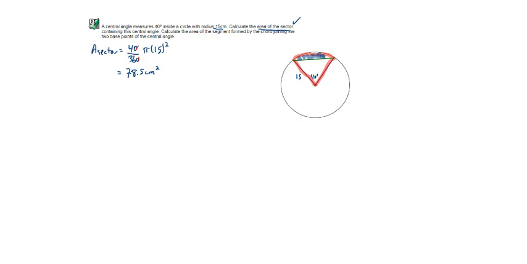So in order to find that area, what we're going to do is take the area of the sector that we just calculated. The area of the segment is equal to the area of the sector minus the area of the triangle. Well, we already have the area of the sector. Now we just need to find the area of the triangle. Here's how we're going to do that.